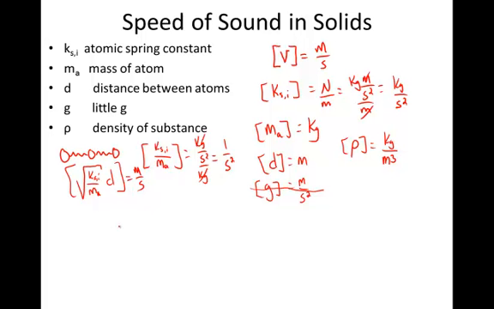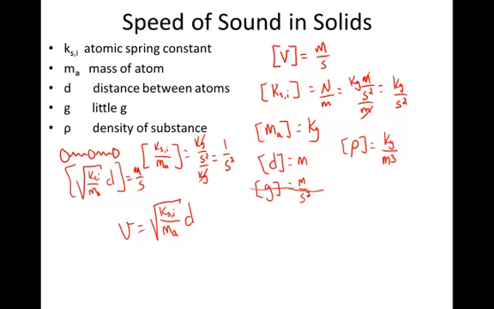What do you know? So the speed of sound in a solid is the square root of the atomic spring constant, the springs joining the atoms, divided by the mass of the atom, the thing that's actually oscillating, times d, the distance between the atoms. And this makes sense. Now, just going off of units, we don't know that this is the correct equation, but it turns out to be.